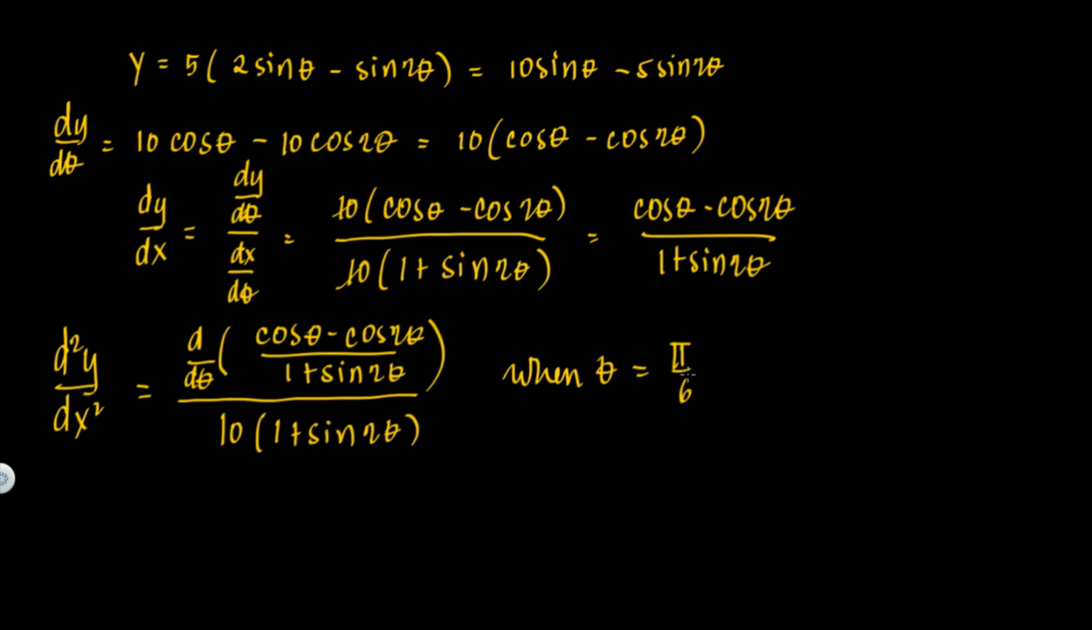Pwede mo siyang i-differentiate. Yung normal ginagawa natin, derivative ng quotient. Ito yung u, cosine theta minus cosine 2 theta, over v, 1 plus sine 2 theta. So, v du minus u dv over v square. Or, since meron naman tayong condition dito that theta is pi over 6, pwede natin itong idiretso sa calculator. Parang pang board exam ang dating. Itry nyo rin dyan sa inyo, isolve ito ng long method. Gagamit lang natin siya ng calculator.